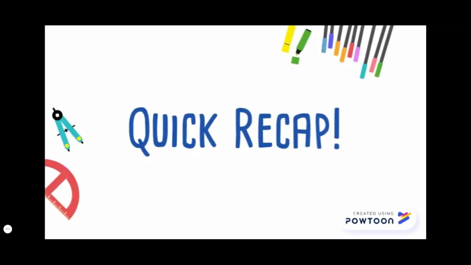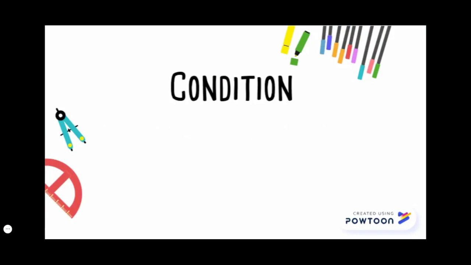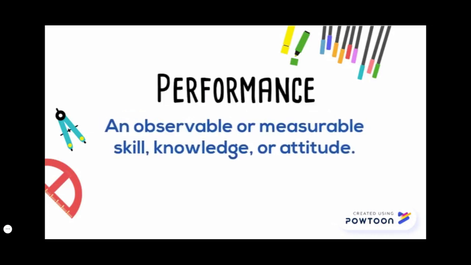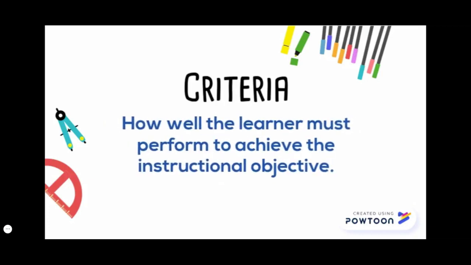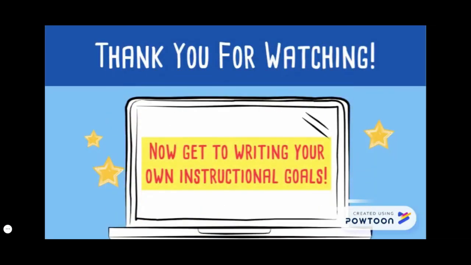Quick recap. Instructional objectives have three parts. The condition, whatever tool, material, or information the learner is given, or without, to perform a task. Performance, an observable or measurable skill, knowledge, or attitude. Criteria, how well the learner must perform to achieve the instructional objective. Now get to writing your own instructional objectives.